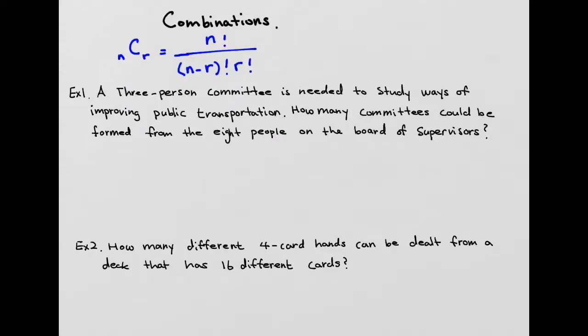In this section, we're going to talk about combinations. Remember the other section when we were talking about permutations. Permutation is the one where the order matters. This section's combinations is when order does not matter.